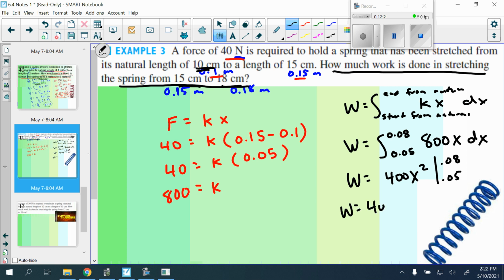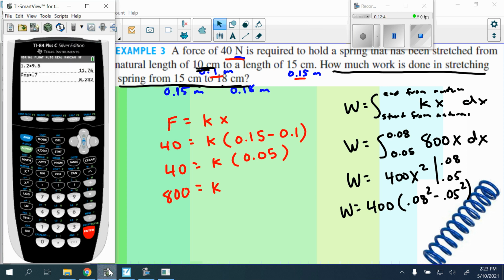Probably want to use a calculator to do this one, so you've got to figure out what's 0.08 squared minus 0.05 squared, times it by 400, and we should get this one. Let's use the calculator to figure this one out. So we've got 400 times 0.08 squared minus 0.05 squared. Looks like the amount of work is 1.56 joules.